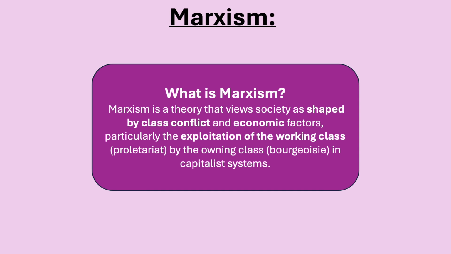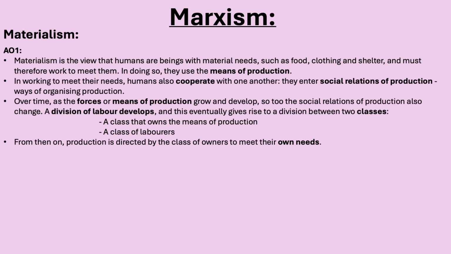But what is Marxism? Marxism is a theory that views society as shaped by class conflict and economic factors, particularly the exploitation of the working class, which is the proletariat, by the owning class, which is the bourgeoisie, and capitalist systems. So one of the first things that Marxists look at is materialism. Materialism is the view that humans are beings with material needs such as food, clothing and shelter and must therefore work to meet them. In doing so, they use the means of production.